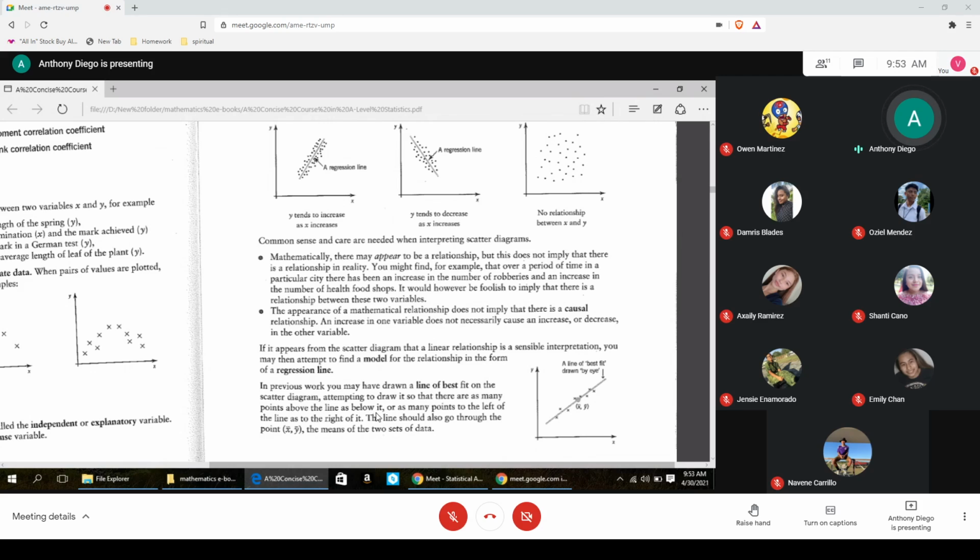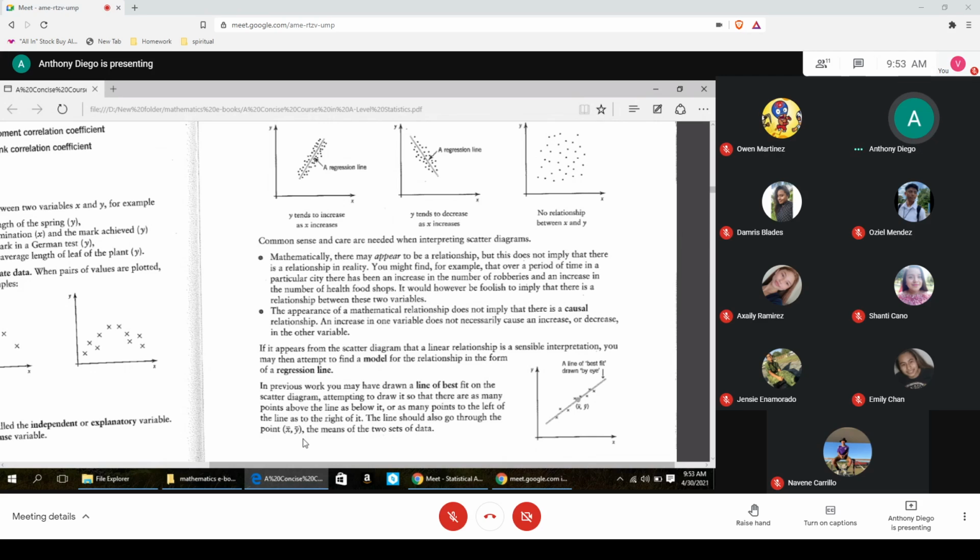So it says here, attempting to draw it so that there are as many points above the line as below it, or as many points to the left of the line as to the right of it. So it doesn't have to be above or below, it could be left or right of the line. The line should also go through a point, which is the mean of the two sets of data.